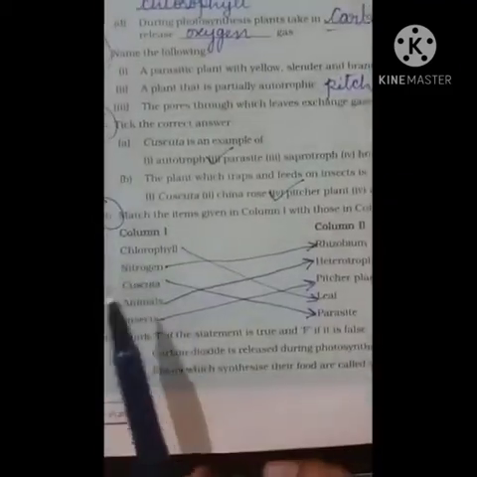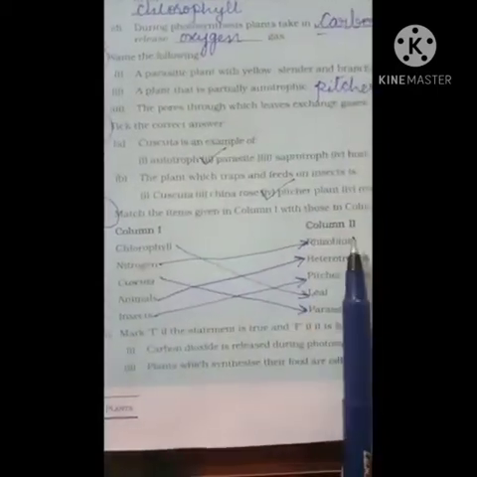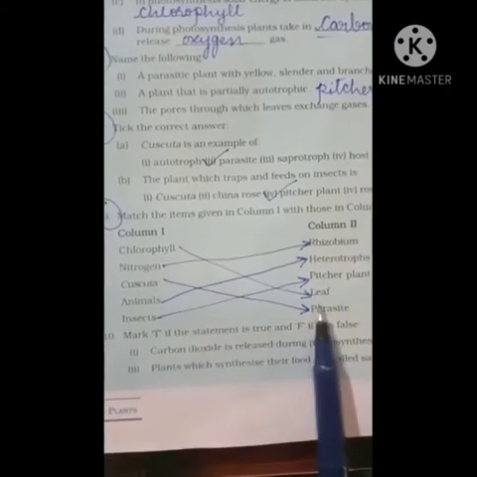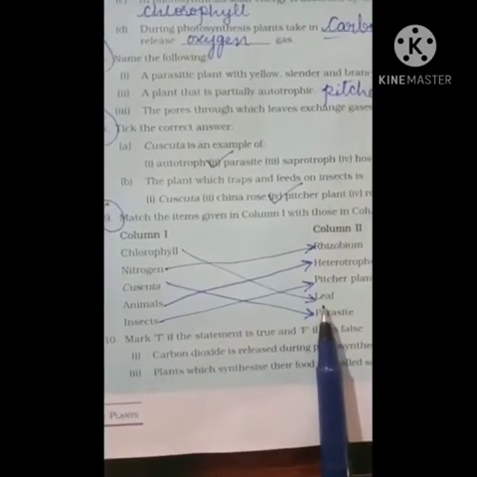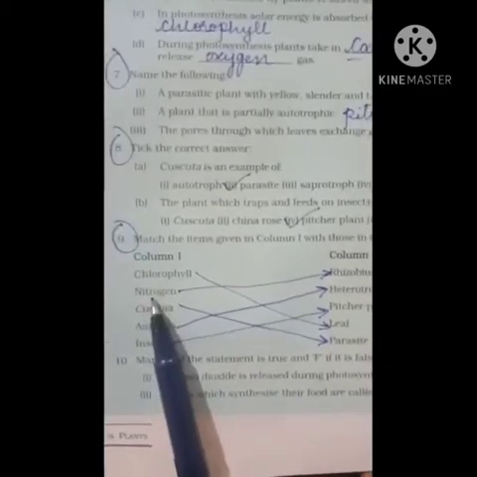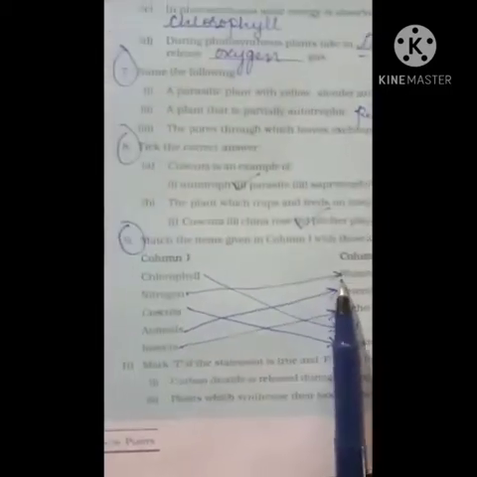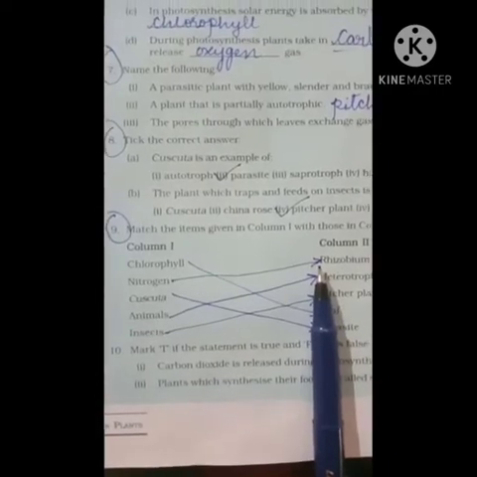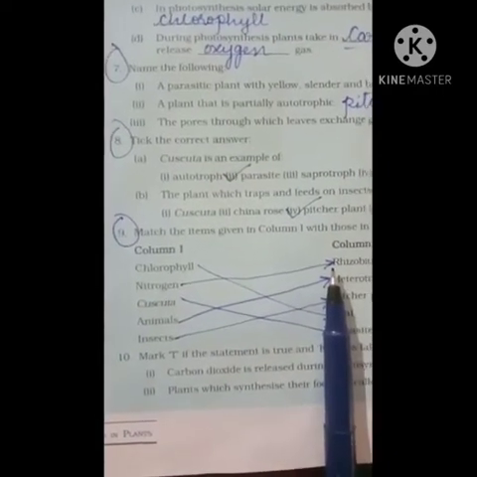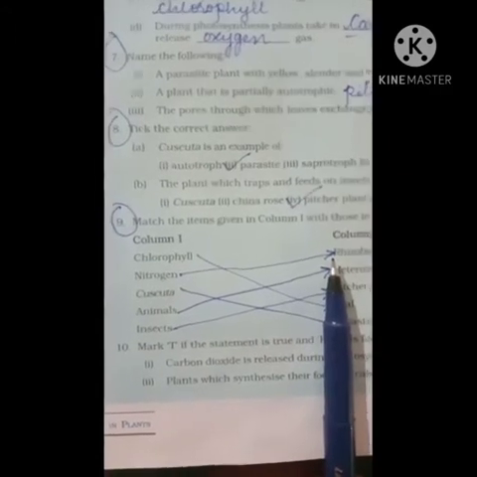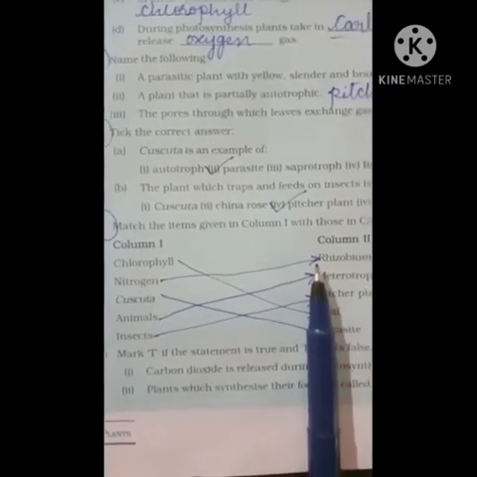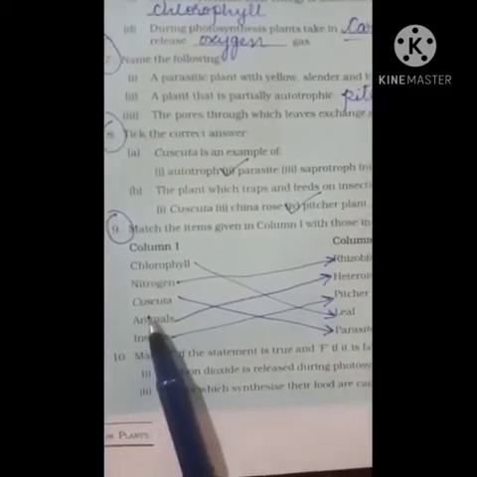Now coming to question number 9, that is match the following. They have given 2 columns, that is column 1 and column 2. First one is chlorophyll. So it matches with leaf. It is a pigment present in the leaf which makes the leaf look green in color. Now next question, rhizobium. Rhizobium is a bacteria present in the root nodules which helps in absorption of atmospheric nitrogen and makes it into soluble form, and it is utilized by the plants.